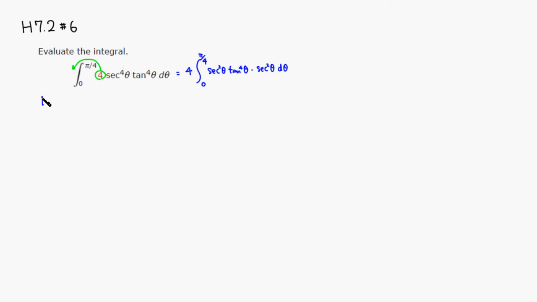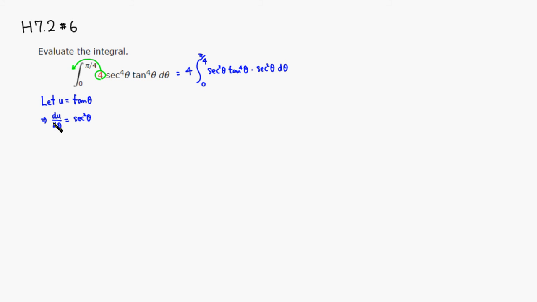We're going to let u be tangent. Then let's go through the usual drill. Take the derivative of u with respect to theta, which is going to be secant squared of theta. Oh, actually, I meant theta here, not x.